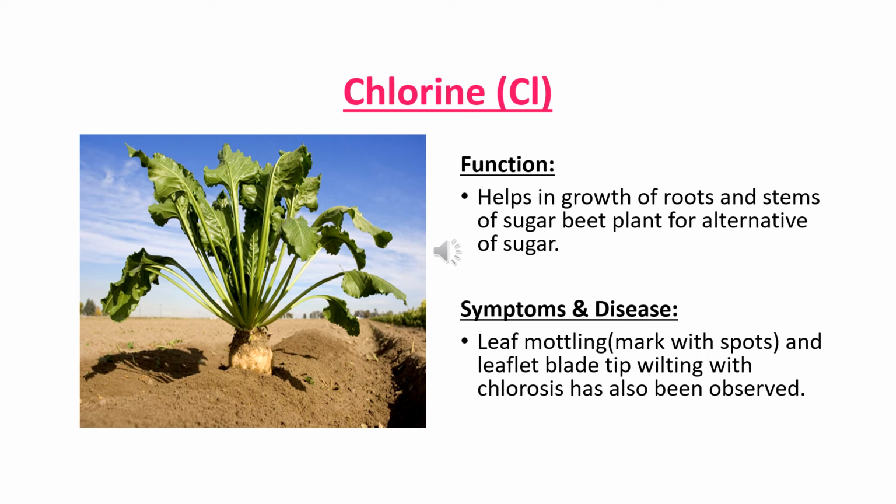So what happens in lack of chlorine? Leaf mottling, that means spots occur in the leaves, and also leaflet blade tips wilt away. That means leaf blades cannot hold themselves up straight. They all wilt and fall down. And chlorosis is also observed sometimes. And these are the symptoms of chlorine deficiency.